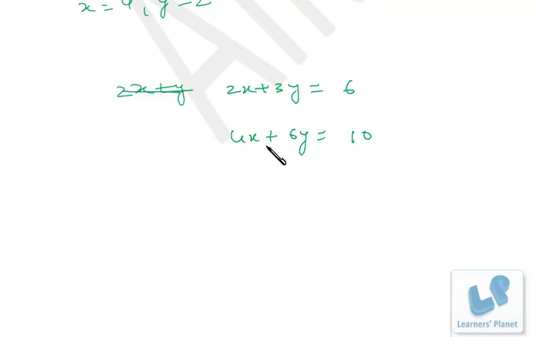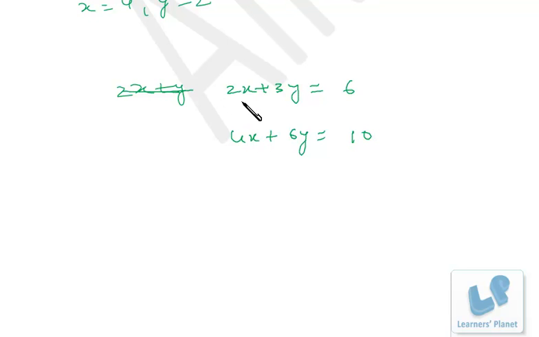Now I take the next set of lines. Suppose 2x plus 3y is equal to, say, 6, and here 4x plus 6y is equal to, say, 10. Now if you start solving these two equations, you won't be getting any solution. You can very well try this.